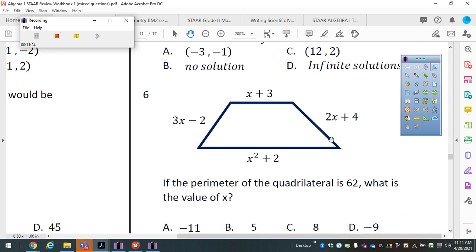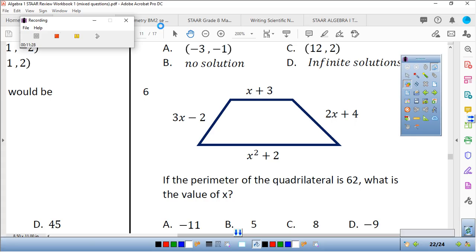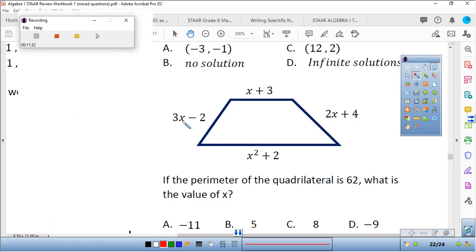What's the perimeter? If the perimeter of the quadratic is 62, what is the value? Okay, so this one's hard but easy. It's hard because you got to do some work. Easy because it's easy work. You got to basically understand what perimeter means. Perimeter means add them all up. So I'm going to go in order by all these things. I'm going to say there's an x squared, no other x squareds. Here I have 2x, 3x, 6x.